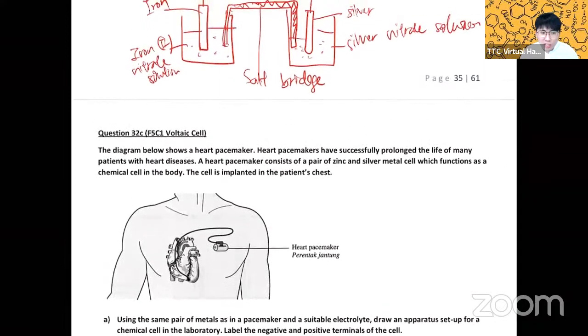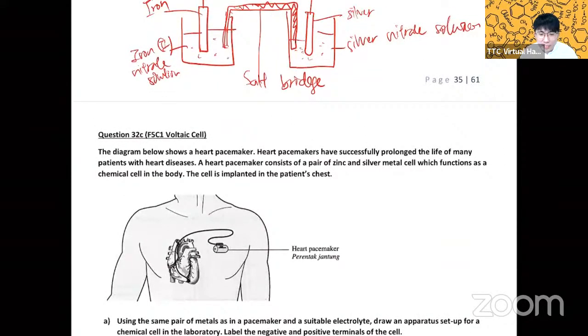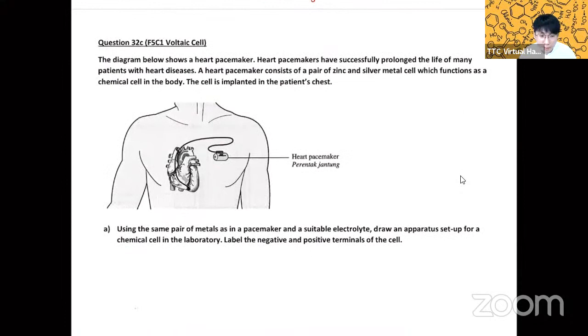Now you see a heart pacemaker. Heart pacemakers have successfully prolonged the life of many patients with heart disease. A heart pacemaker consists of a pair of zinc and silver metal, which functions as a chemical cell in the body. The cell is implanted in the patient's chest. So using the same pair of metals as in the pacemaker, use a suitable electrolyte to draw an apparatus setup for the chemical cell in the laboratory, and label the negative and positive terminals of the cell.